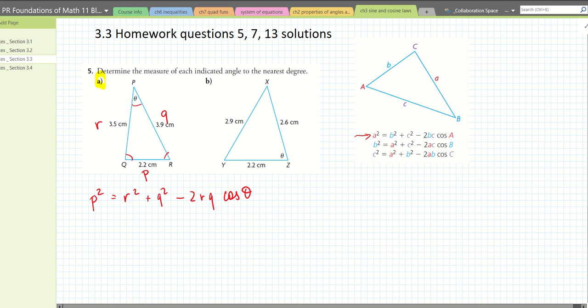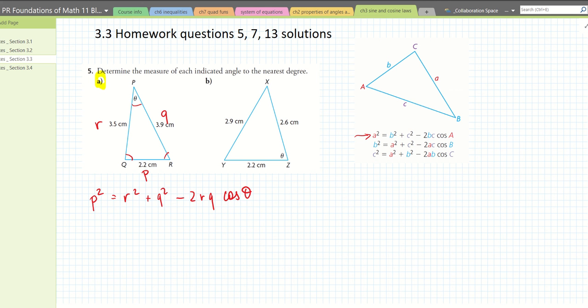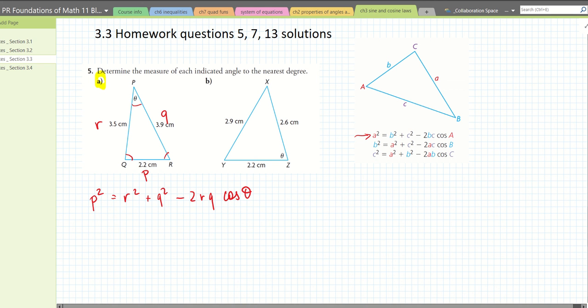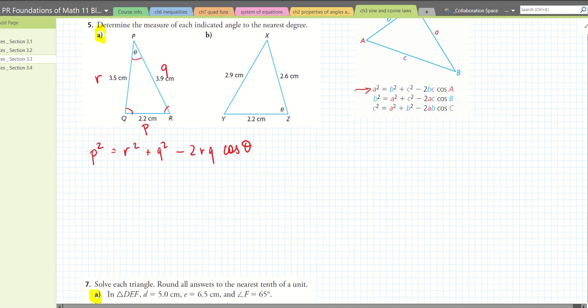We're looking for the angle theta, which means we need to get theta by itself, which means we have to get cosine theta by itself first. The first step is to move the r squared and q squared. That's the easy part. We just subtract them from both sides, since right now they're positive, when you move them across the equal sign they become negative. So we get p squared minus r squared minus q squared equal to negative 2rq cos theta. The next step is to get rid of this negative 2rq on the right side, so we're going to divide both sides by negative 2rq.